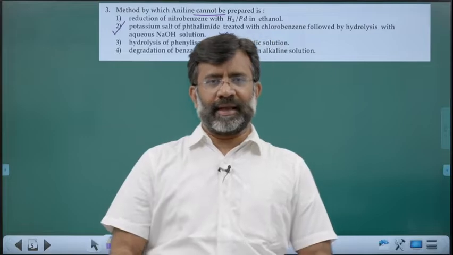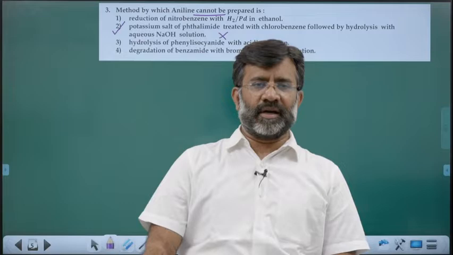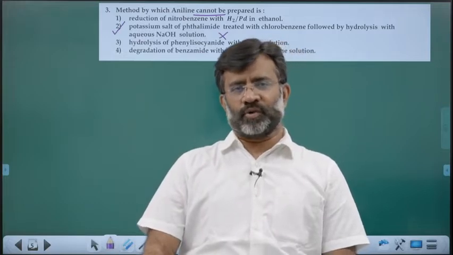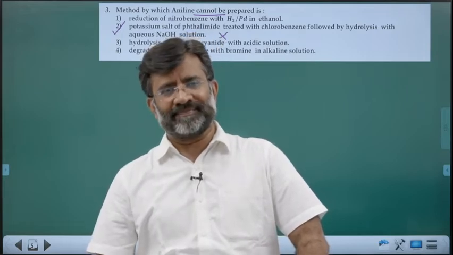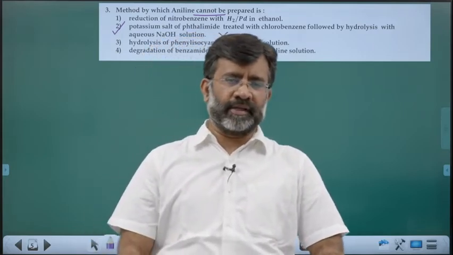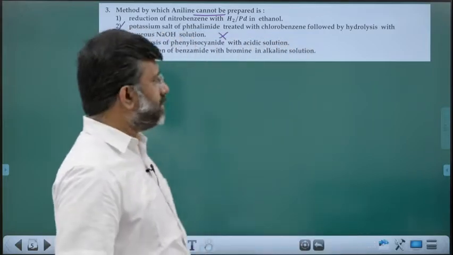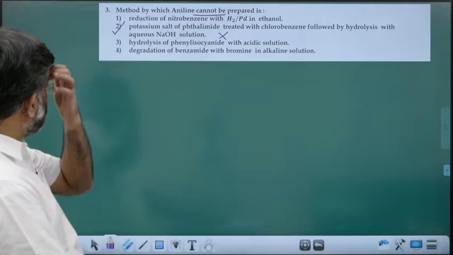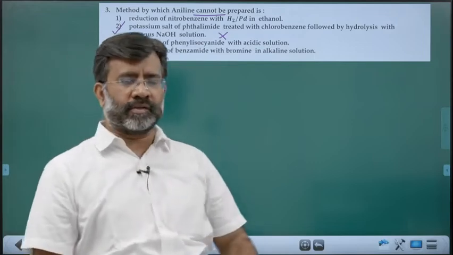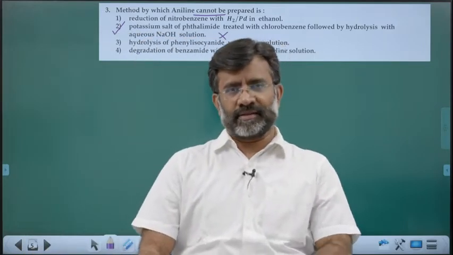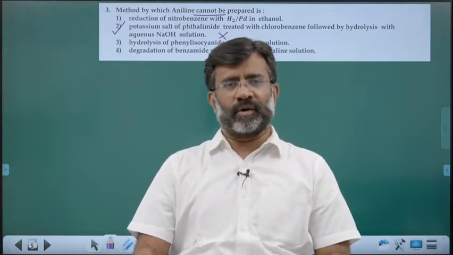Why? Because the reaction is Gabriel's phthalimide synthesis. And all of you know Gabriel phthalimide synthesis is a nucleophilic substitution reaction which is not favored for the production of aromatic amines. It is not meant for aromatic amines, it is meant for the aliphatic primary amines. Third one, hydrolysis of phenyl isocyanide with acidic solution. See, isocyanides upon hydrolysis, you get amines. While cyanides upon hydrolysis, you get carboxylic acid. Isocyanides upon hydrolysis, you get amines.